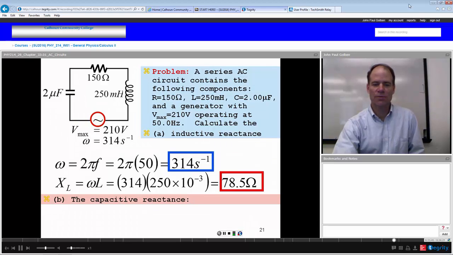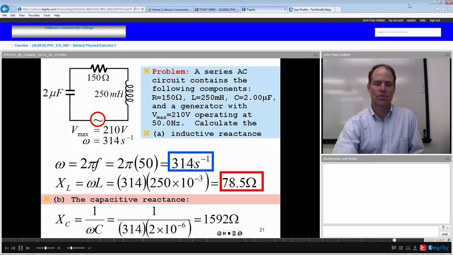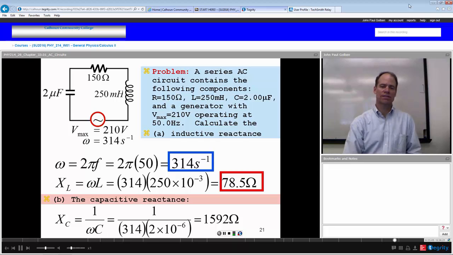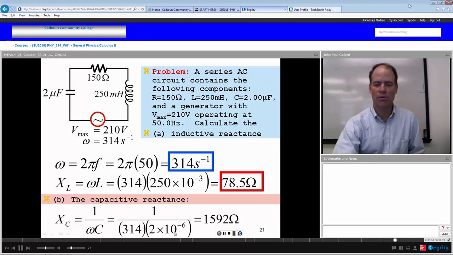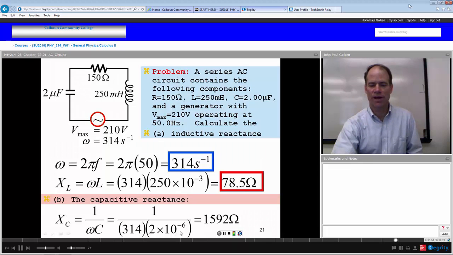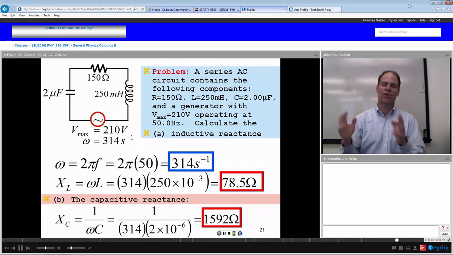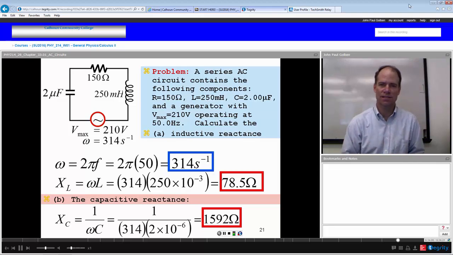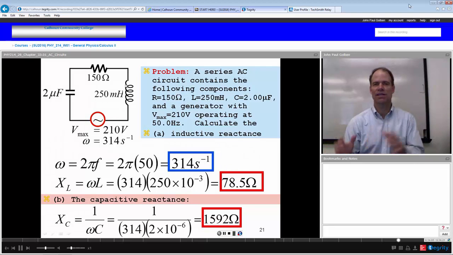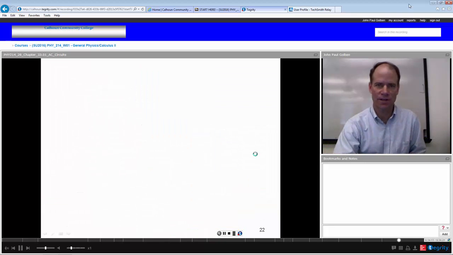What's the capacitive reactance? Well, that's going to be 1 over omega times C, 1 over 314 times 2 microfarads, and 1 over that gives us 1,592 ohms. So right off the bat, I can say that this particular circuit is more capacitive than it is inductive, because the capacitive reactance is greater than the inductive reactance.